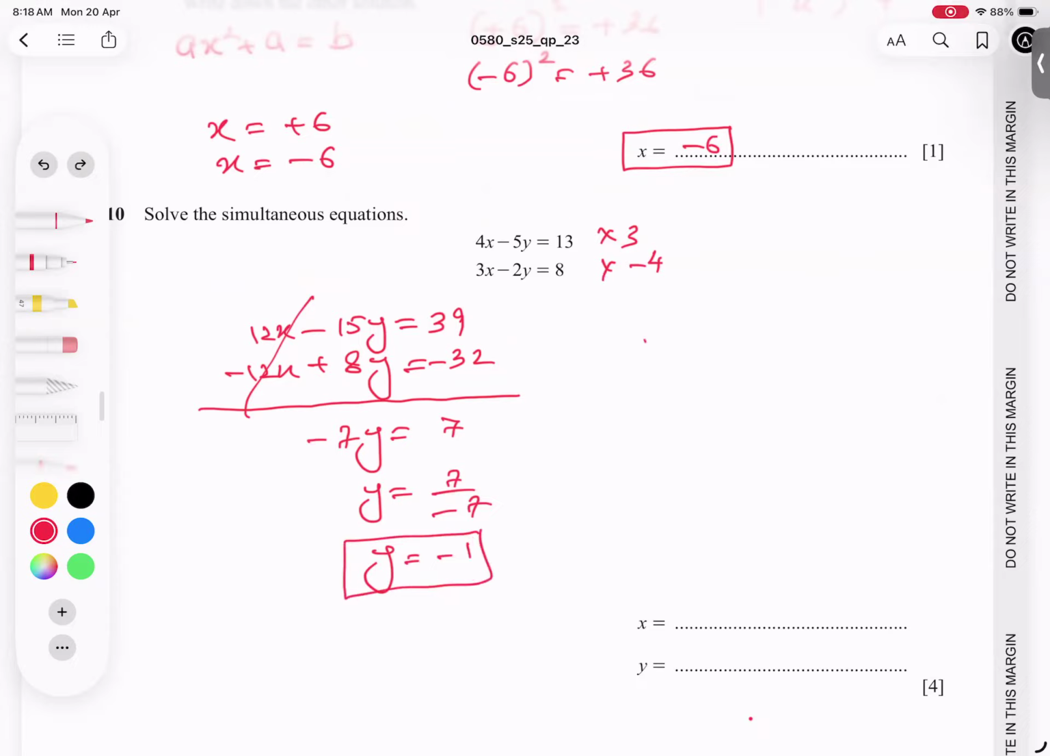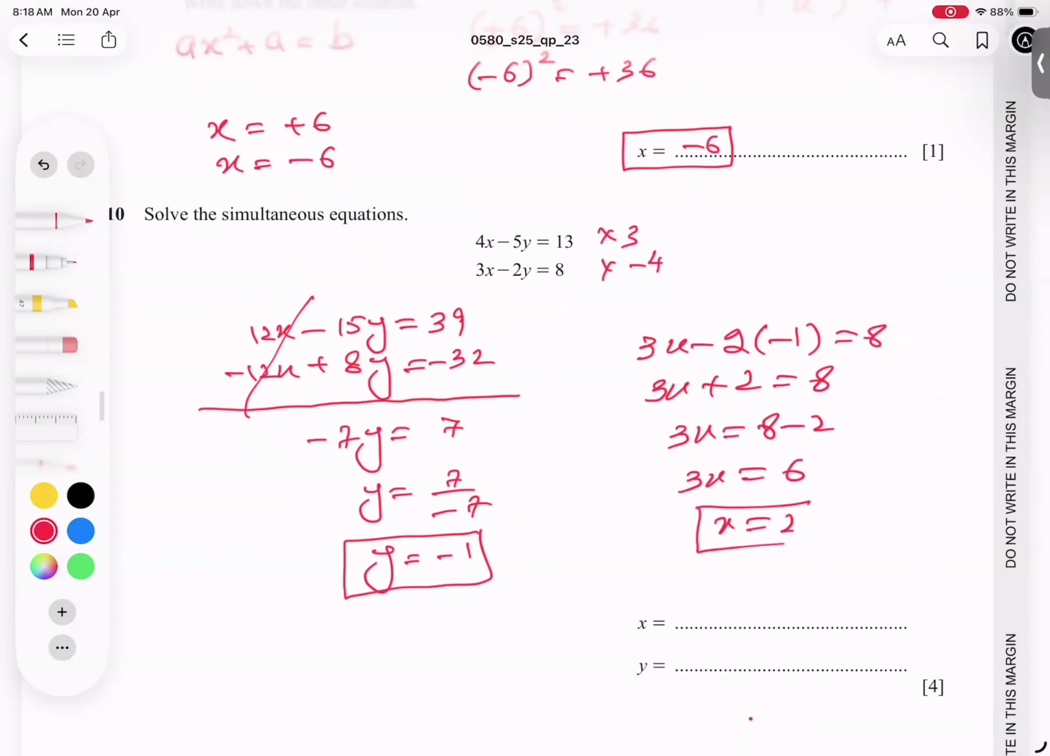Okay, I plug in the lower one. 3x minus 2 times 2, y value is equal to 8. 3x plus 2 is equal to 8. 2 goes on the other side, 8 minus 2. And 3x equal to 6, and x becomes 2. So I hope the point is very clear.